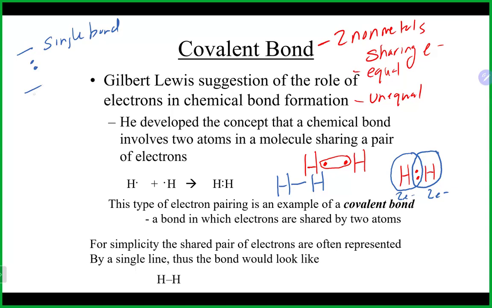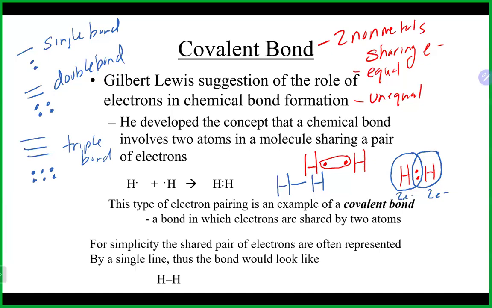As we'll talk about a little bit later on as well, 2 lines is a double bond, and that is basically 4 dots or 2 pairs of electrons. And there's also a triple bond, which is basically 6 electrons or 3 pairs of electrons being shared in this case.